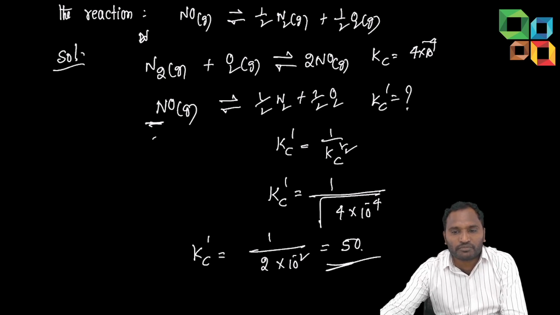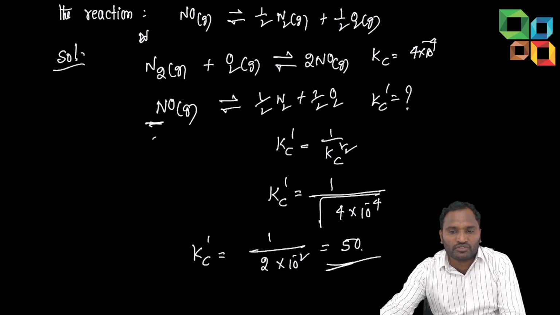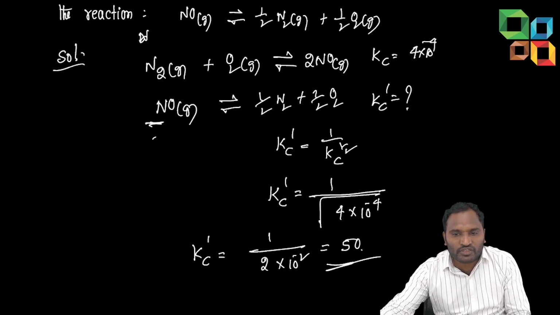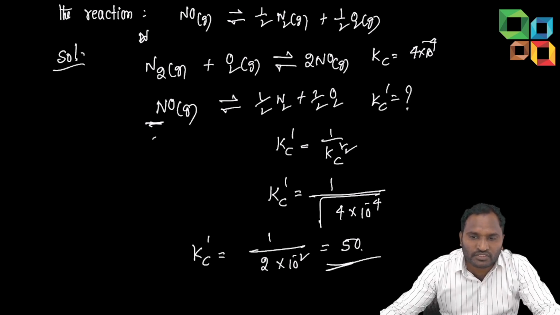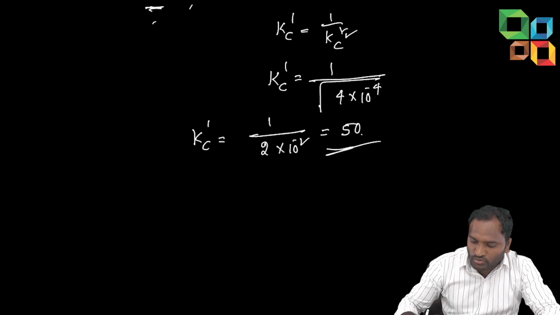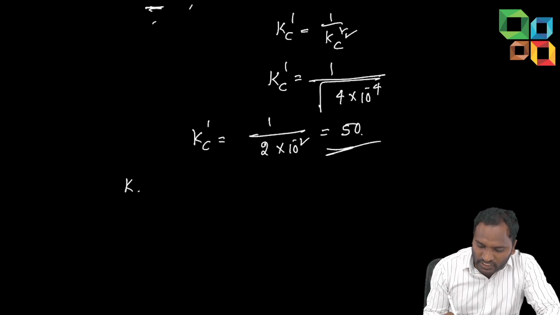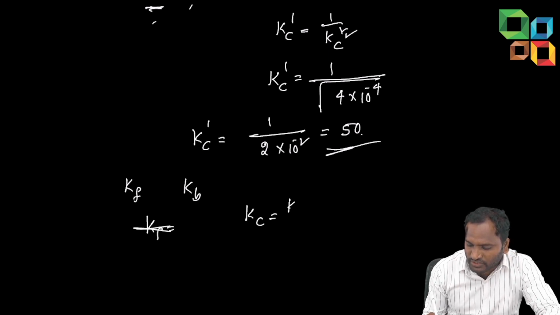While writing the equilibrium constant, ignore solids and liquids. Only gases you have to write: product concentration by reactant concentration, and in that you include only gaseous species. Next, if they give you the Kf value and Kb value and ask you to find Kc, what is the formula, students? Kc is equal to Kf by Kb.